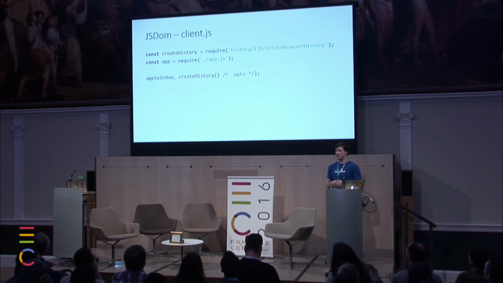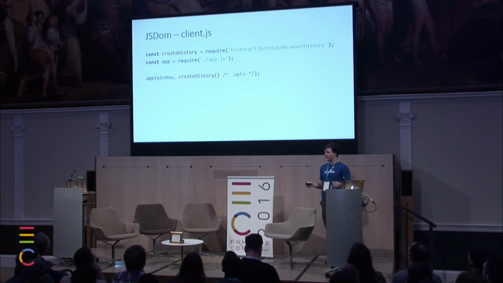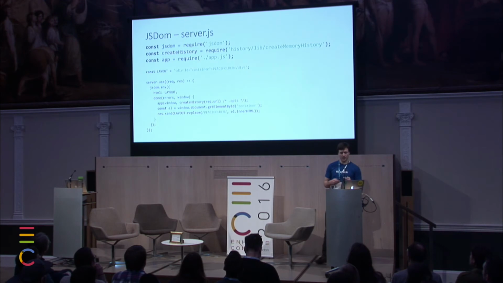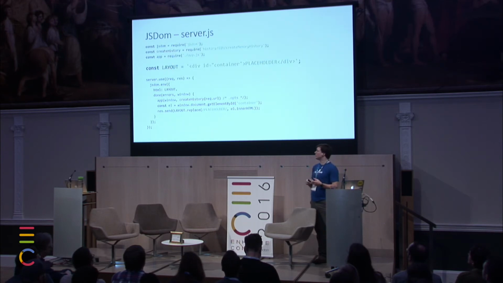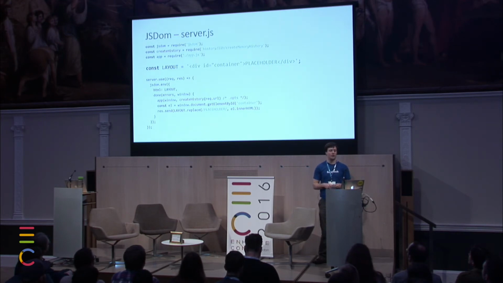Using this in client.js to actually run our app is really simple. We just create a browser history, we load our app, and then we call the app with the window object and a freshly created browser history. So that's very simple. We could have skipped those steps and got the same thing. But the key is that now we've got this on the server side, we can render this a little bit differently. So we're loading JSDOM and create memory history this time instead of create browser history, and we're loading the app.js. We'll pick a simple constant as our layout file. So this is just some HTML, the bit of your HTML that's constant.